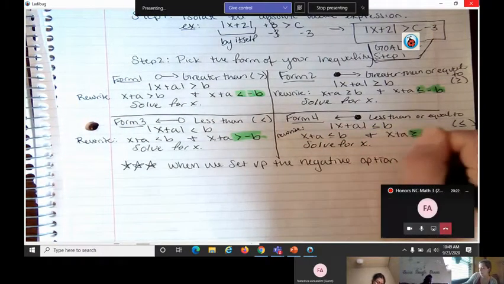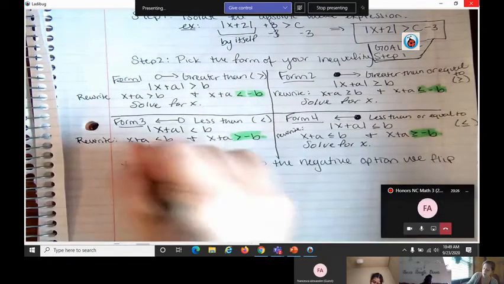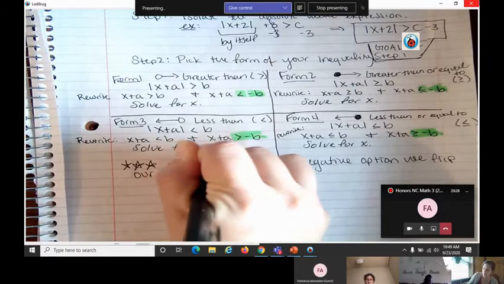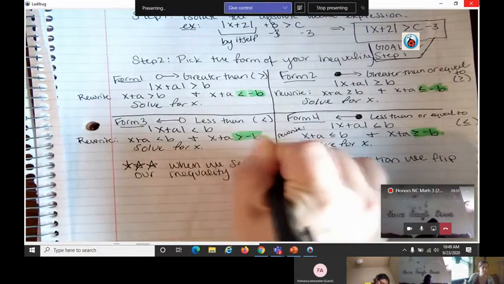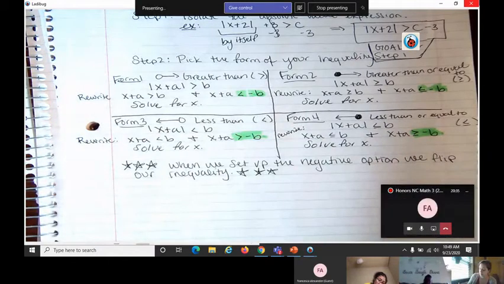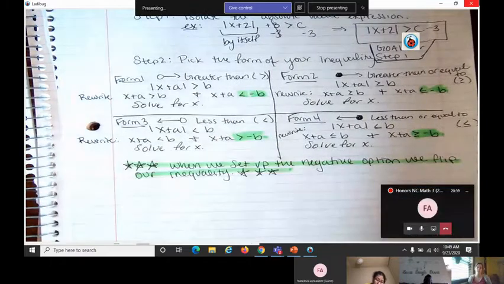We flip our inequality. Okay, so that's what happened in all those little green parts in each of those forms.